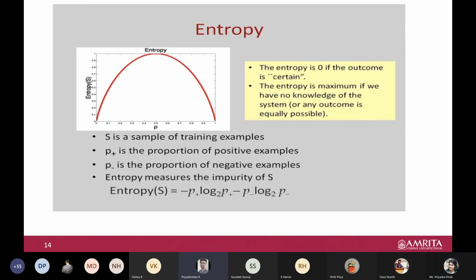Even if there are many classes, entropy is maximum, right? I was talking about just a two class problem. When you have many classes also, if all the instances fall into one class, your entropy is still 0. But if you have 3 classes and our distribution is 1 by 3, 1 by 3, 1 by 3, you would have high entropy because all have an equal chance of belonging to the class.